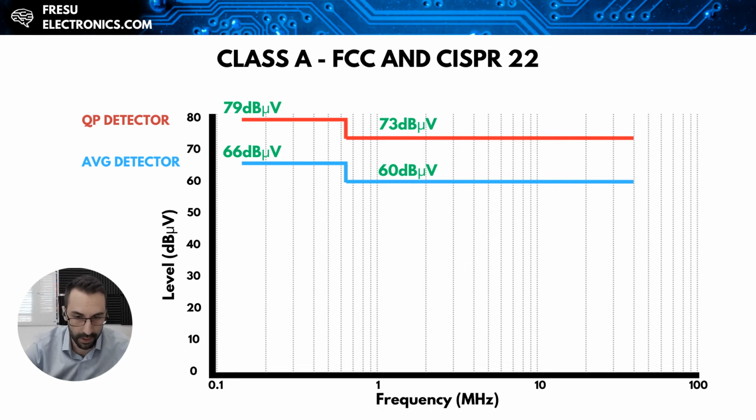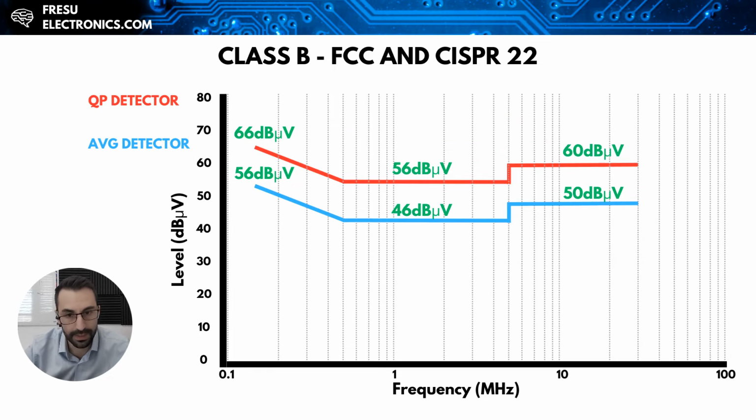For the average limit, which is the light line, the limits are set to 66 dBµV and is from 150 kHz to 500 kHz. And then from 500 kHz to 30 MHz, the average limit is 60 dBµV.